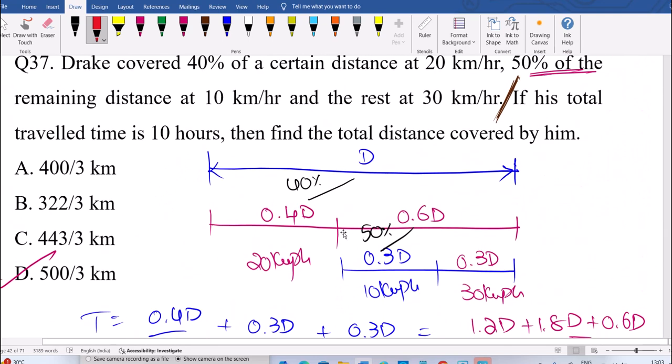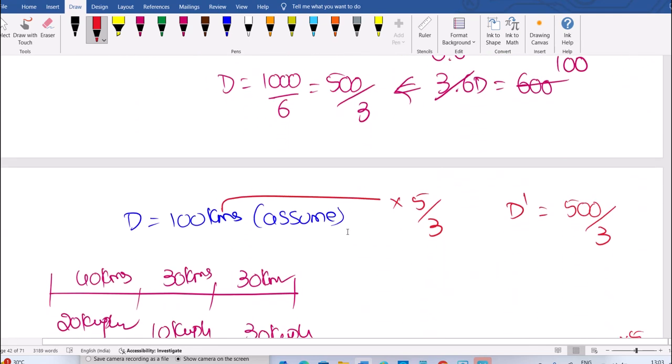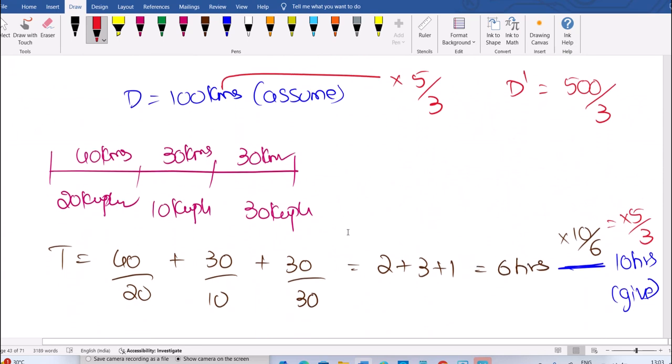The advantage, the powerful method of assumption, is this. We don't know, we assume, we proceed as per the question. We got something, they give something, and you have to correct your assumption. So we got 5 by 3 as the correction factor. Doing that, 500 by 3 is your answer.